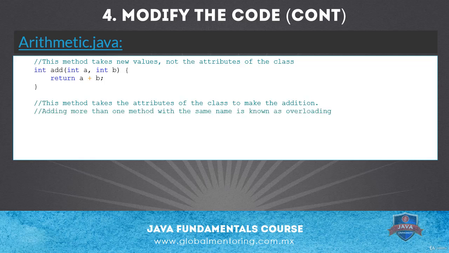Adding more than one method with the same name is known as overloading. So this method is overloading the add method. We will study this topic later. So we add a method with the same name. In this case, it returns an int. It's called add, and it doesn't receive any arguments because we're going to use the attributes of the class. So we return A plus B. We close this method and we close the class.